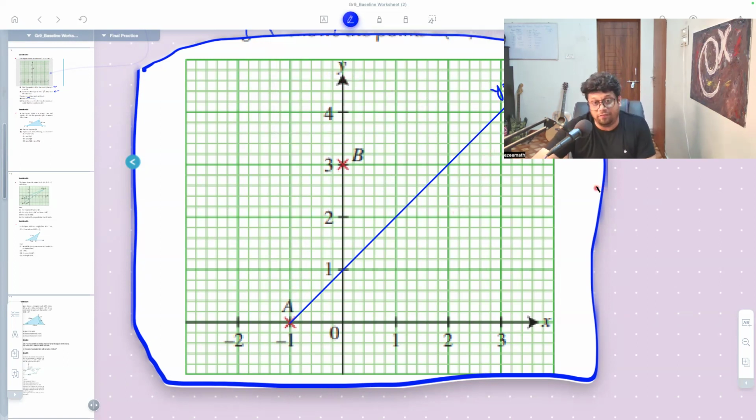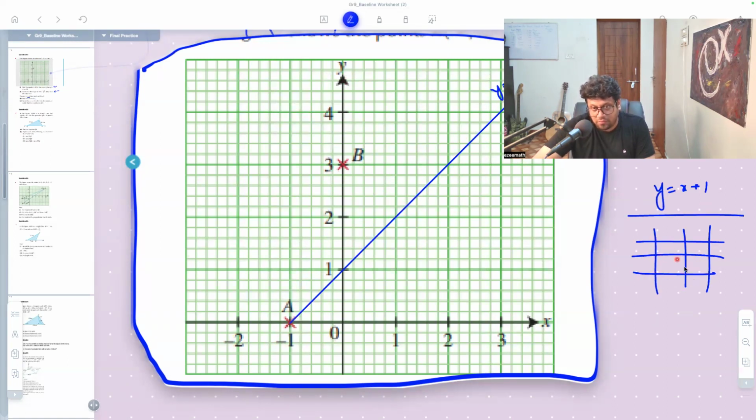First of all, if you're confused about why the line is what I have drawn there, you can create a table of values, x and y. Put x equal to 0, you see y is 1. Put x equal to minus 1, you see y is 0. So (0, 1) and (-1, 0) happen to be the points that the line is going to pass through. Join these two points, extend the line on both sides. You get yourself the line itself.